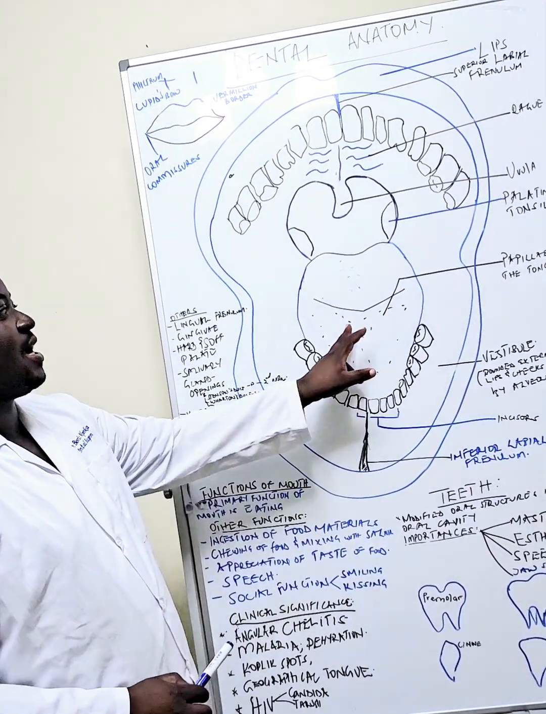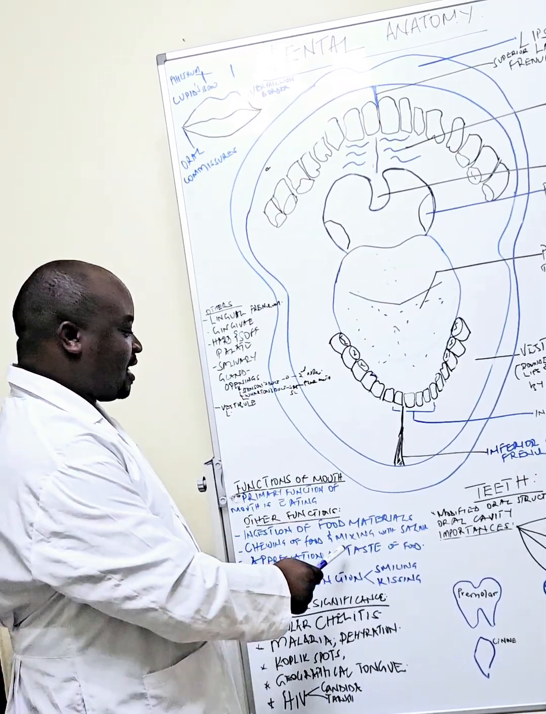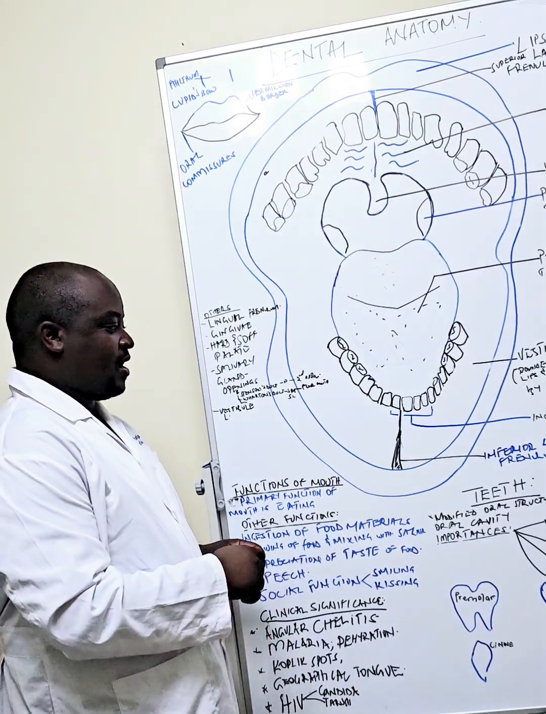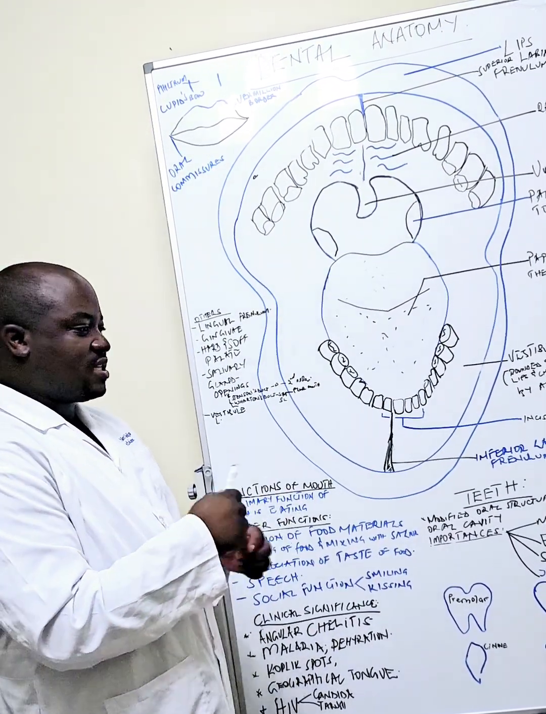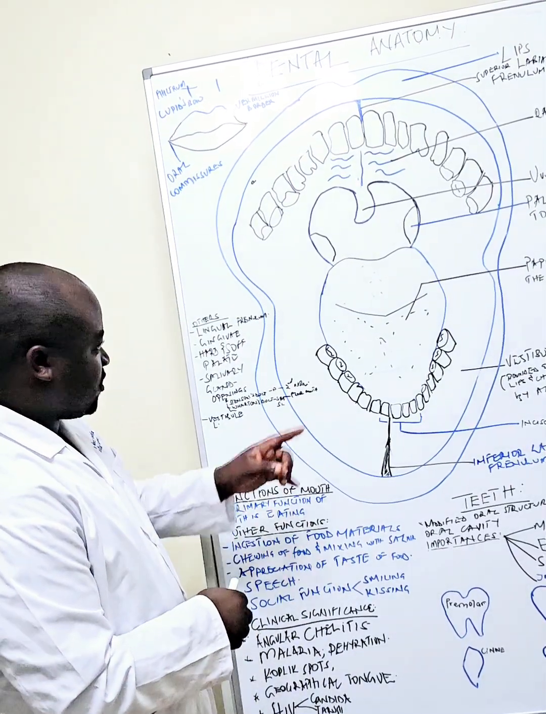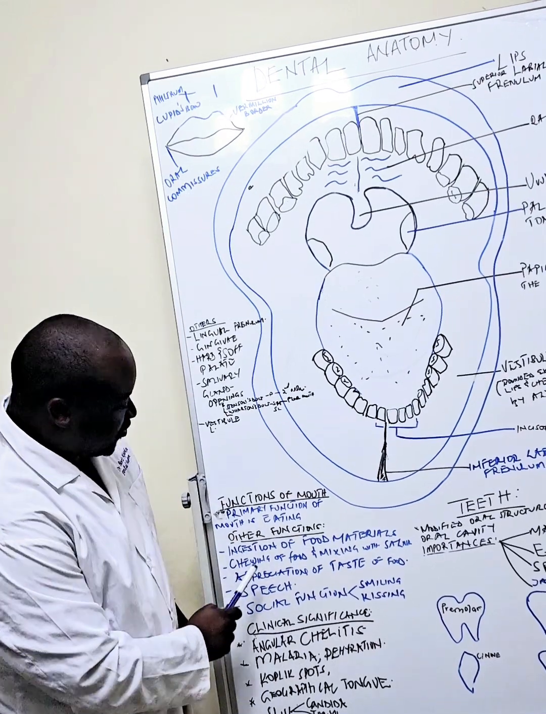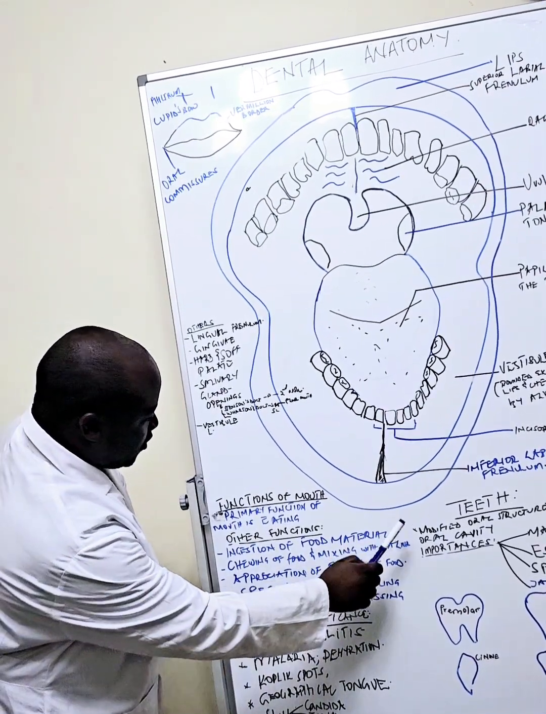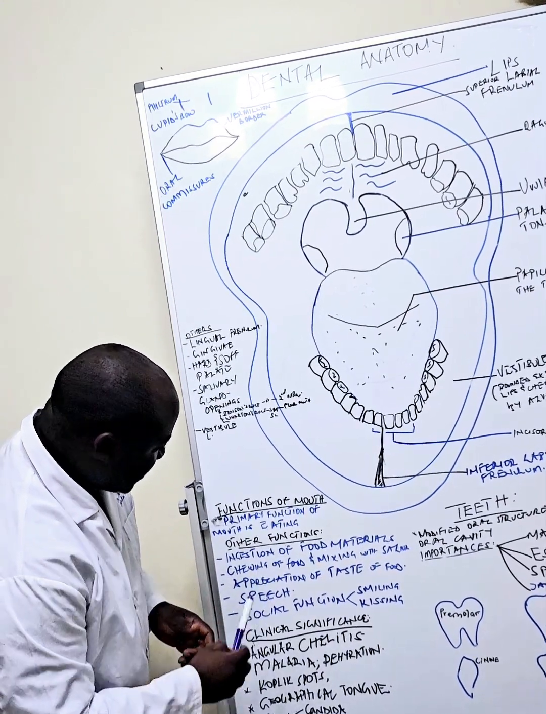Another function of the tongue, as shall be seen in details in the next videos, is a very important function that can easily mix food with saliva. So saliva is found in the oral cavity. It is also given here as a function of the mouth, mixing food with saliva.